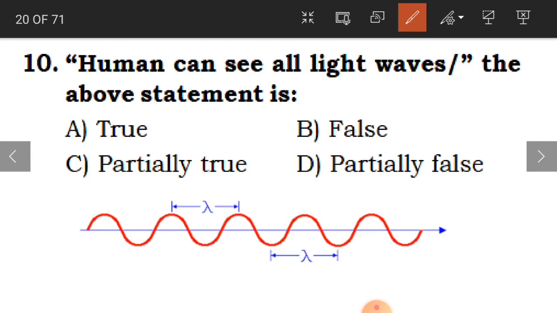The 10th question. Humans can see all light waves. The above statement is, can we see, children, light waves? Can we see them in reality? No, we cannot see. So that is why this is false.